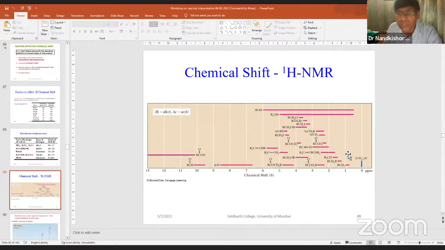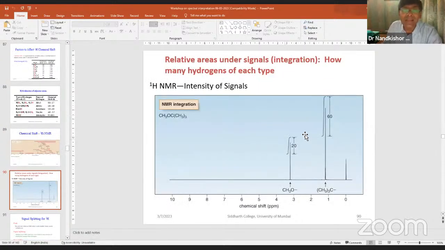So this is a chart. I don't want to go through this chart. You all know. Now another is the integral height of the signals. As I mentioned in the first slide, the height of the peak is directly related to the quantitative measure of the number of protons. Here there are 9 protons. Here there are 3 protons. The height of the peak is like 60 millimeter, and this is 20 millimeter. So the millimeter height is directly related to the number of protons.